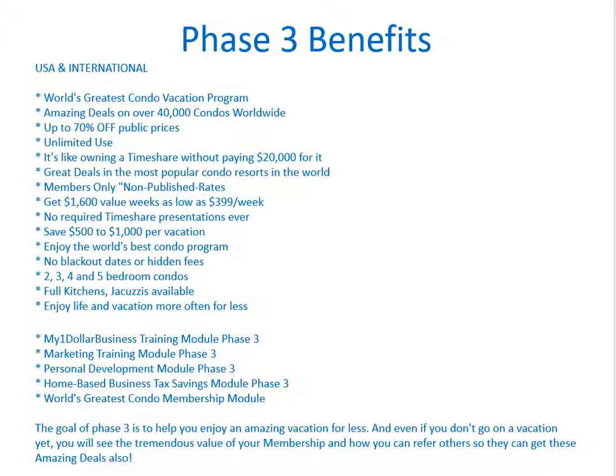And then phase 3, the $50 level, and again we get the benefits from phase 1, 2, and the $1 level. In addition to this, and it's $50 a month, this is an awesome product here. It is the world's greatest condo vacation program. Again, this is USA and international. So this is a product that's available to all of the membership. It's not just USA only.